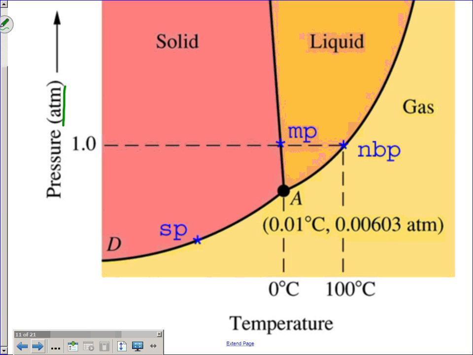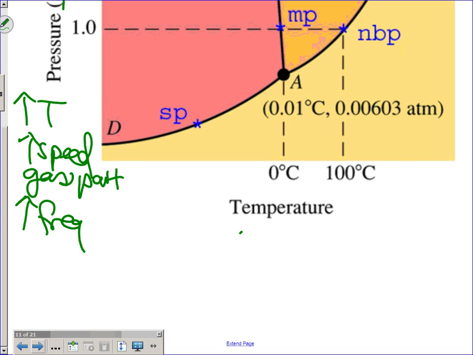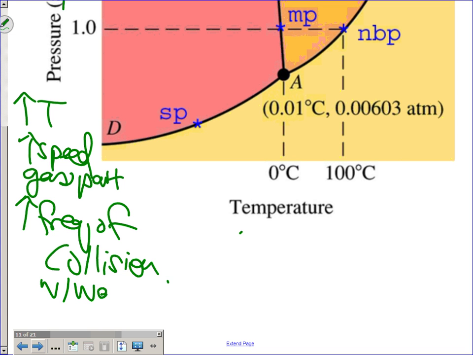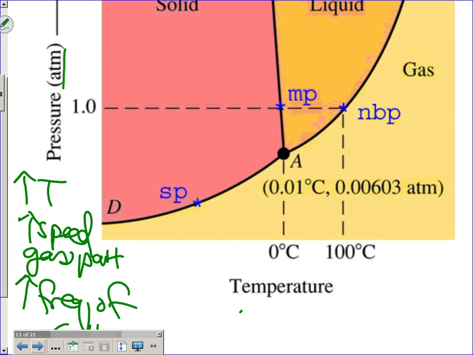So if you speed up your particles, you increase your temperature, increase your speed of your gas particles. And as they increase their speed, they hit the container wall a lot more frequently. If you increase your frequency of collision with the container wall, that actually increases your pressure. And that's what you see as a positive relationship here, a direct relationship. And as you increase temperature, most of the time our pressure will be increasing. That's why our gas pressure is increasing.